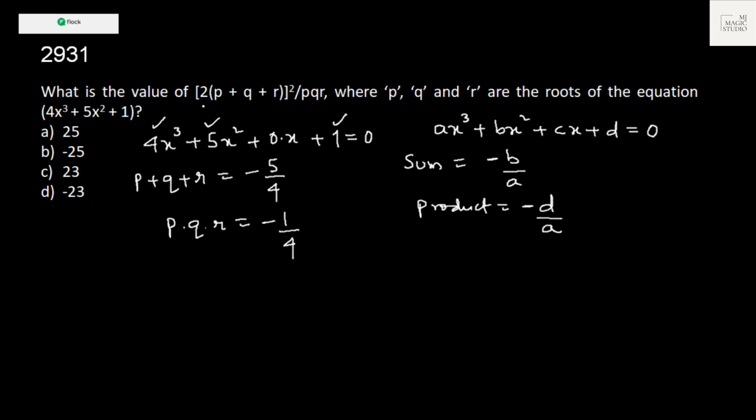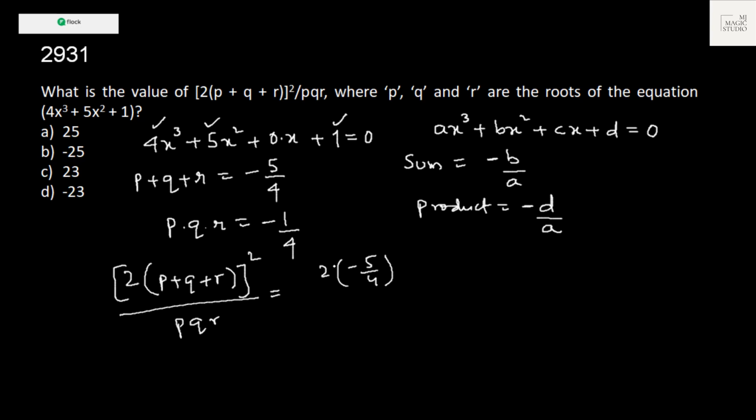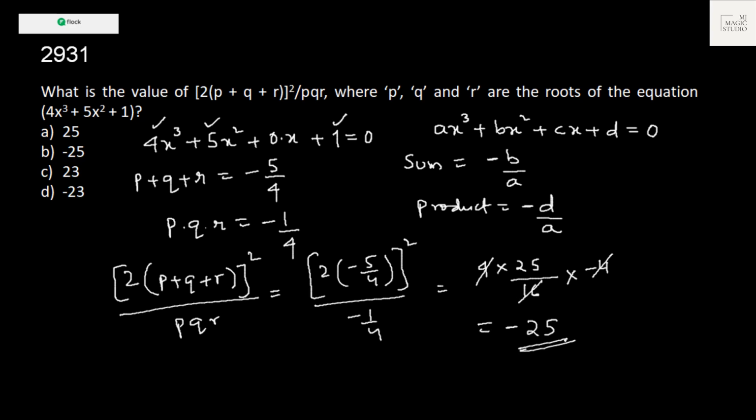Now they have asked us to find the value of 2 into (p plus q plus r) whole square, divided by pqr. So 2 into (minus 5 by 4) whole square divided by minus 1 by 4. That would be 4 into 25 by 4, 4 into 16, into minus 4. 4 gone, 16 gone. So we are left with minus 25. Option B fits in.